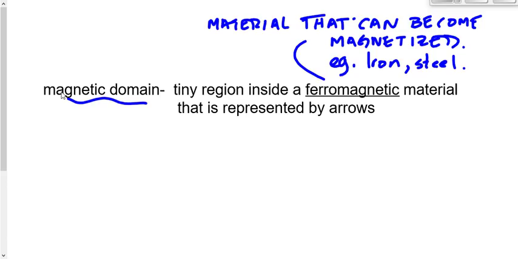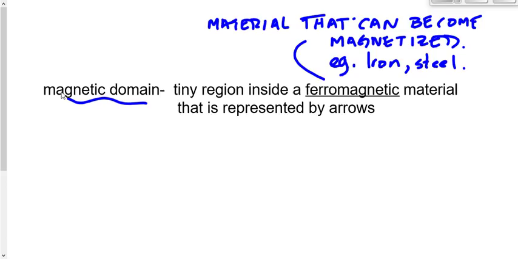Now, you're not going to have to remember an exhaustive list of what's ferromagnetic and what's not. If you're given a question on a test where it matters, you'll be told that this material is ferromagnetic or isn't ferromagnetic or whatever the case may be. So now we've got a magnetic domain defined as a tiny little region inside a piece of steel, not inside a piece of paper, inside a piece of iron, not inside a piece of concrete. A tiny little region inside a ferromagnetic material that is represented by arrows.